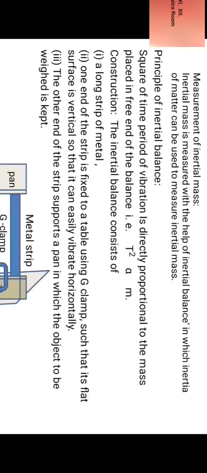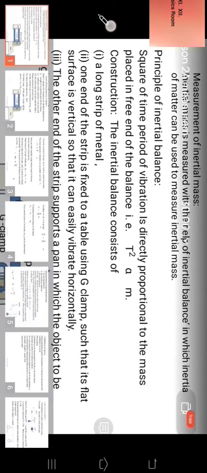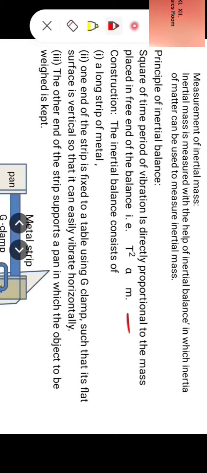The square of the time period of vibration is directly proportional to the mass placed at the free end of the balance. That is, T square is directly proportional to M, the mass.